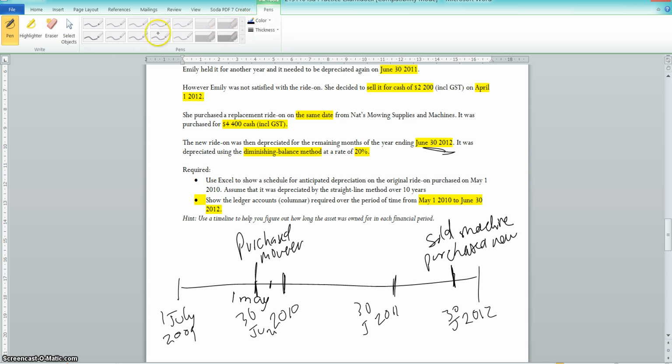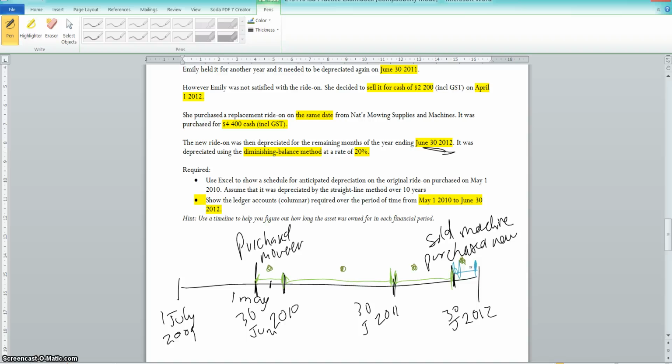So now we can see, if I change the color, put it in green. For this first mower, we had depreciation for 2 months in 2010, for a full year in 2011, and for 9 months in 2012. For the new mower, we had it for 3 months in 2012. So we need to calculate depreciation for both of those in each of those financial years. So now we've got a timeline. It's pretty messy. Hopefully in the exam yours will be a bit neater.